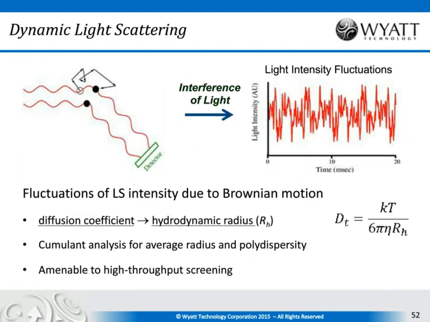Dynamic light scattering, as I mentioned earlier, works by measuring the light intensity fluctuations. The rate of fluctuation is related to the translational diffusion coefficient, and from the diffusion coefficient we can estimate an effective radius known as RH. There are analyses that will allow us to assess roughly the polydispersity. We can get the average radius of the macromolecules or nanoparticles in solution, and we can do high throughput screening, which is really useful.